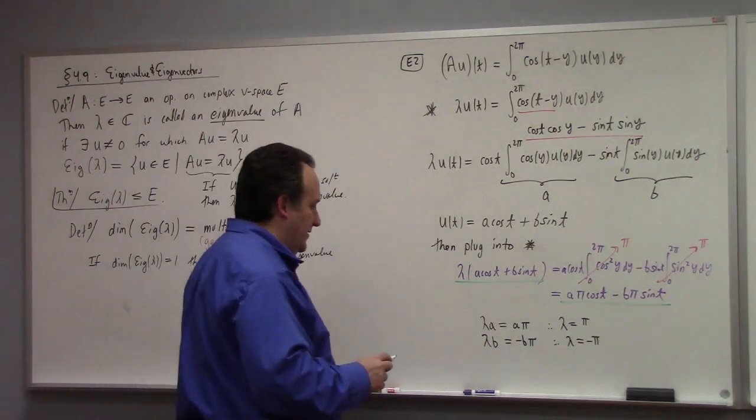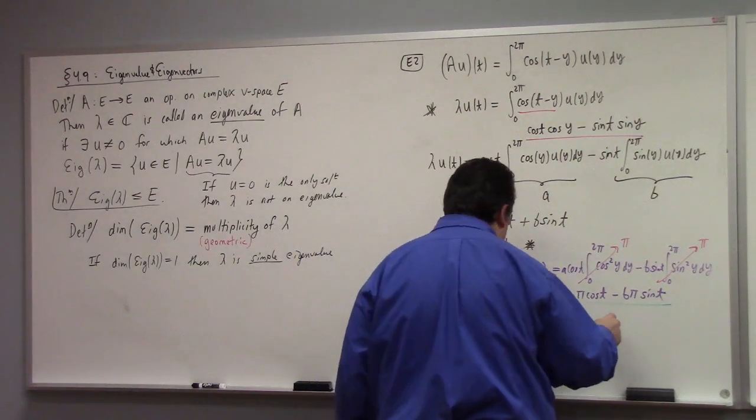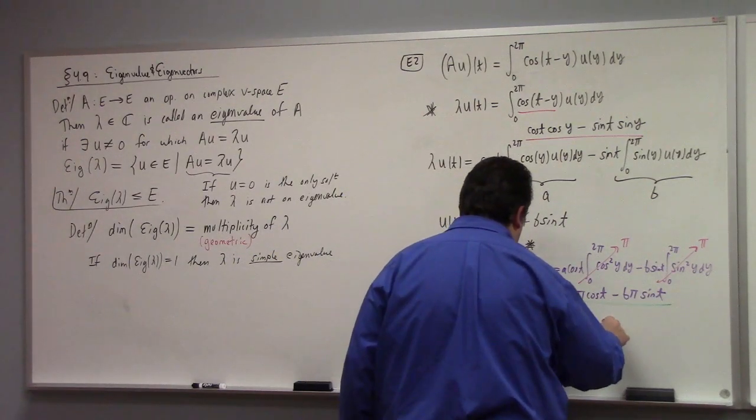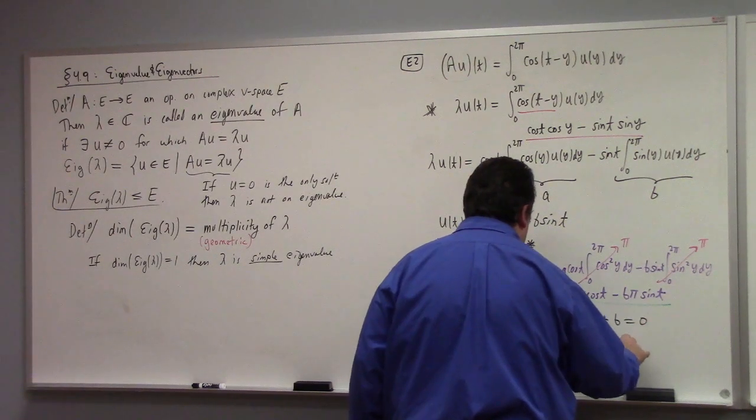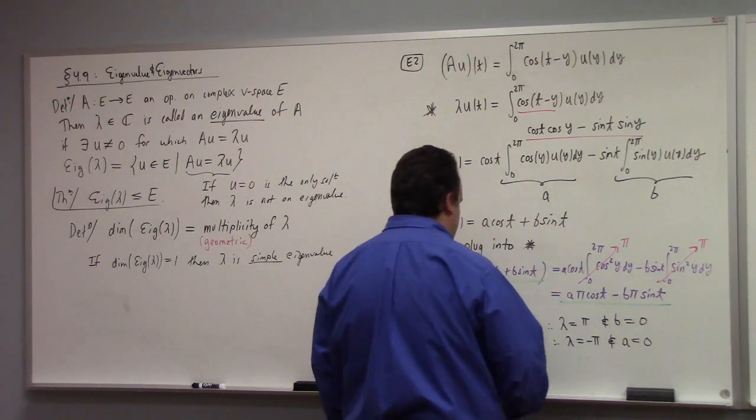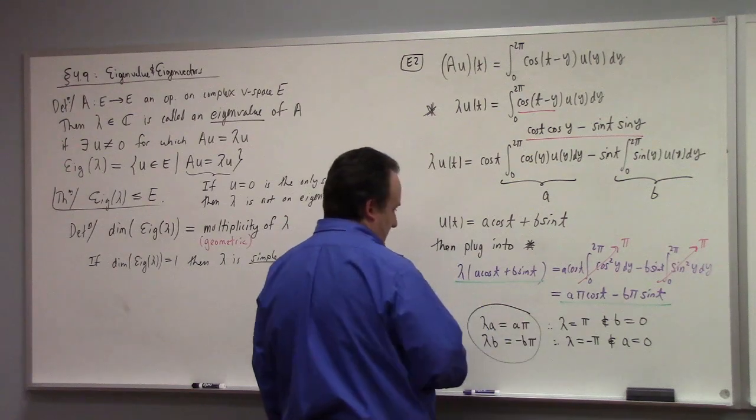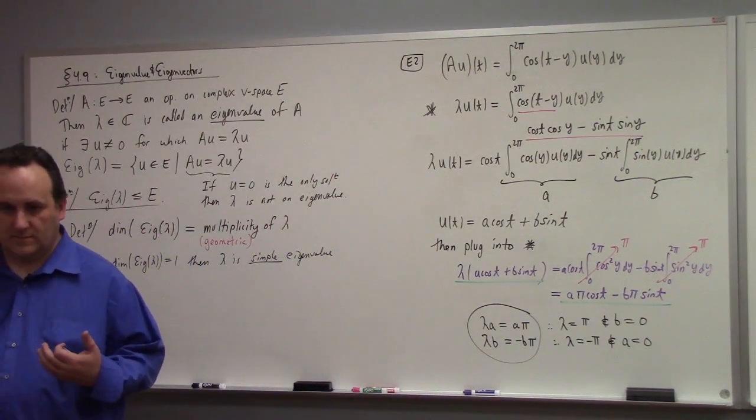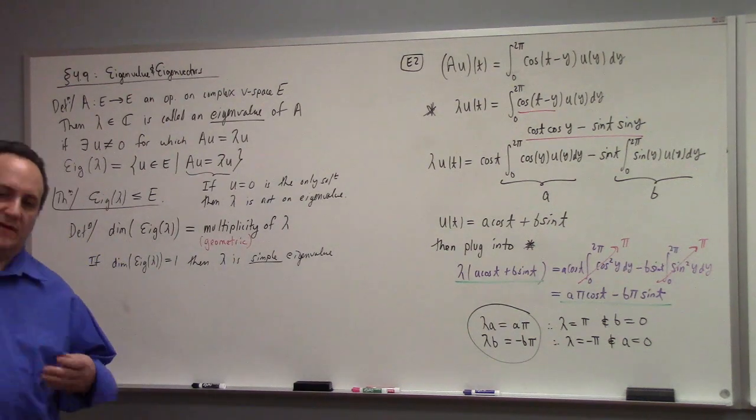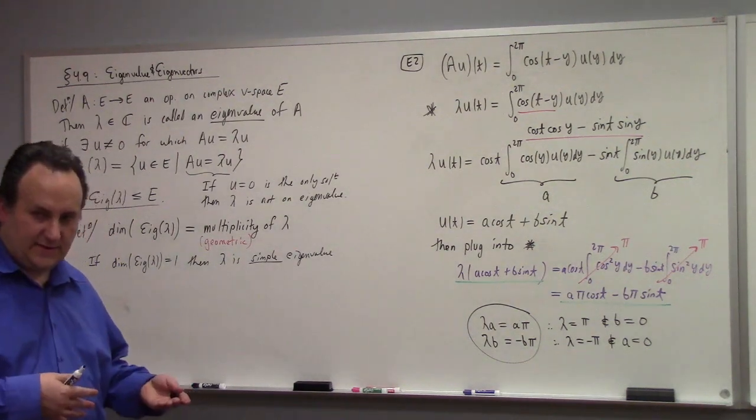And let me be more clear. If lambda is equal to pi, B is equal to 0. If lambda is equal to minus pi, we have to have A equals 0. See, because we have to solve both of these at once. Those are simultaneously imposed. So you see we have two different eigenvalues, pi and minus pi.